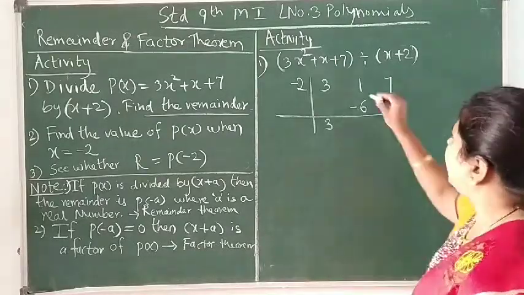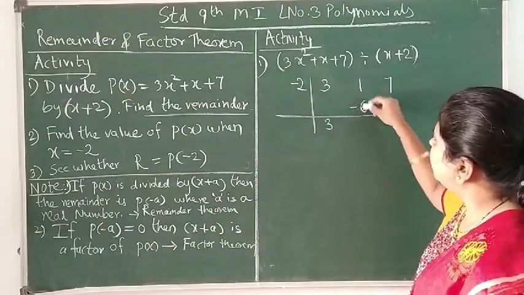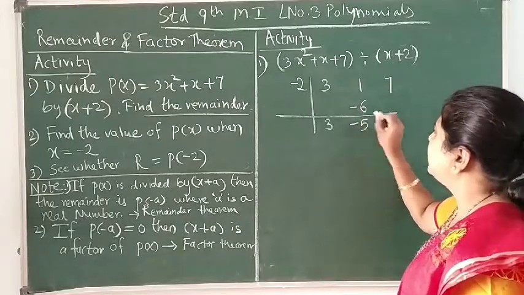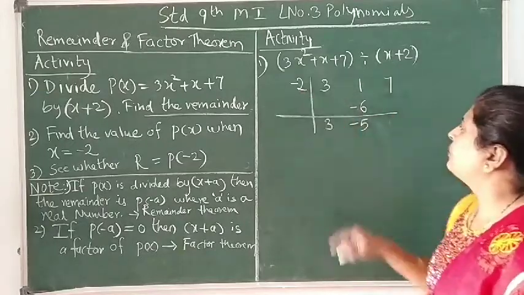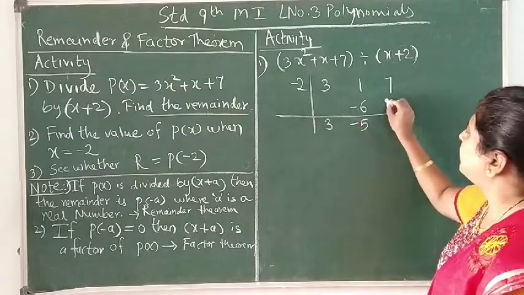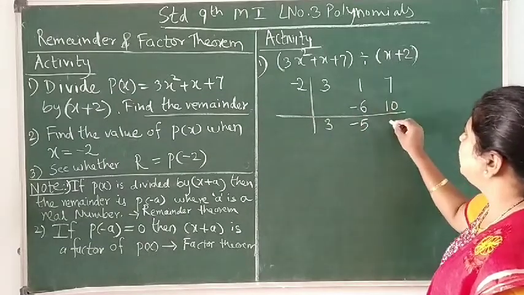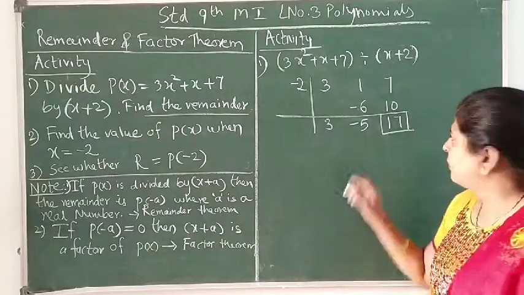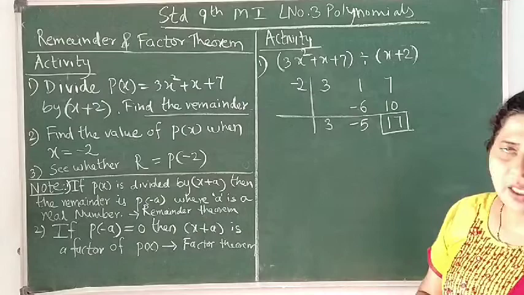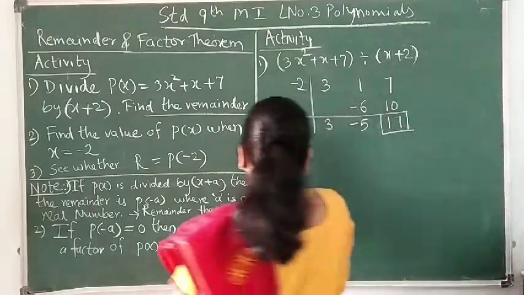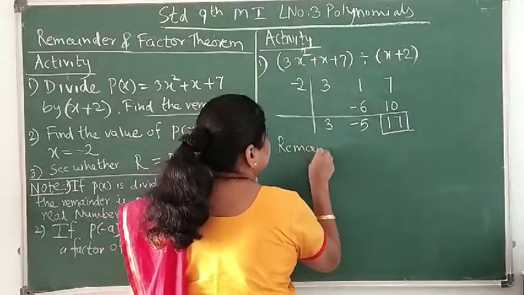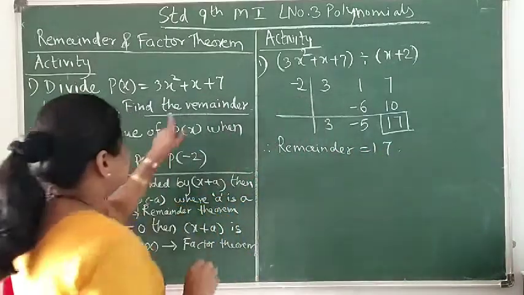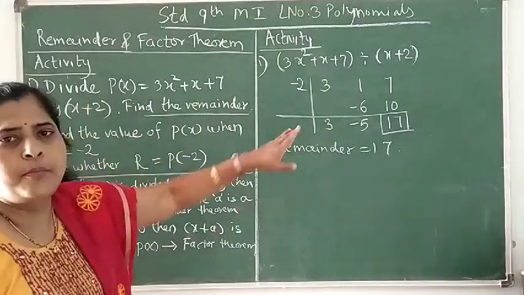Now we have written the product here. Adding 1 and minus 6 gives minus 5. Take the product of minus 2 and minus 5, which is plus 10. Adding these two numbers gives 17. We put a box around this last number, which is the remainder in this division process. Therefore, your remainder is 17. So we have finished this step and found the remainder.